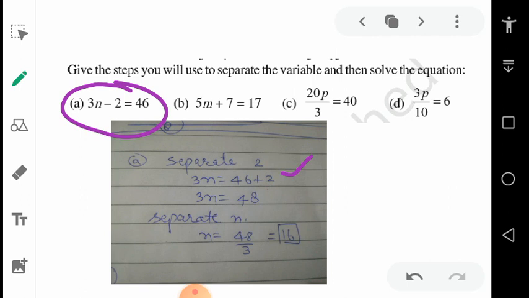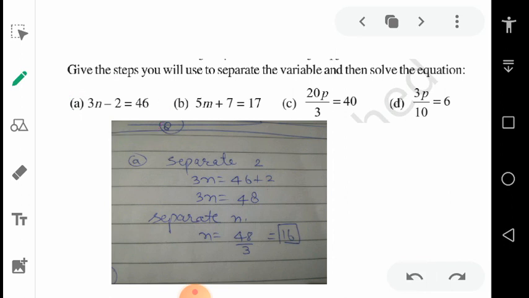Now it is 46 plus 2, that is 48. Finally we have 3n equal to 48. Now separate the n as it is in multiplication, so after changing the side it becomes division, so we have n equal to 48 upon 3, and here we have n equal to 16. In this way you will separate the variables step by step and get the answer.